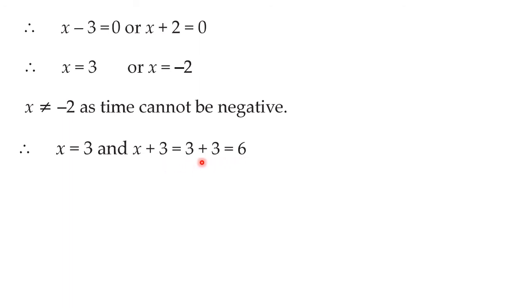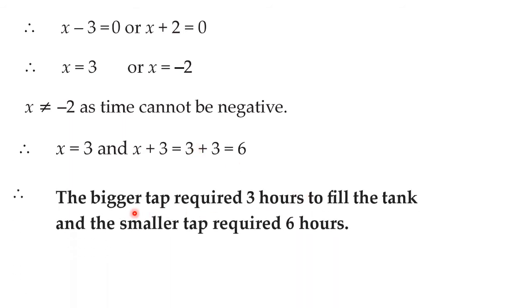So we got the time taken by both the taps. The time taken by the larger tap is 3 hours and the time taken by the smaller tap is 6 hours. When the taps are open alone, that is, separately, they are going to take 3 hours and 6 hours respectively. Finally, you need to write down the answer in the form of a statement: therefore the bigger tap requires 3 hours to fill the tank and the smaller tap requires 6 hours to fill the tank.